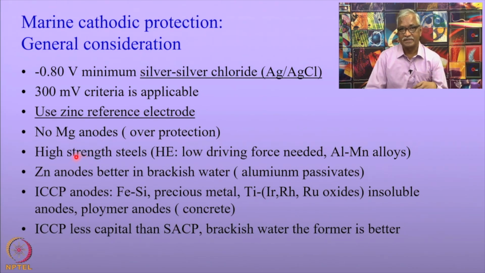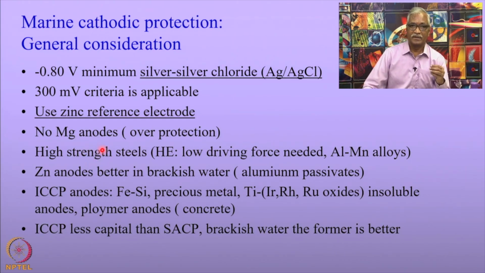What is important is that wherever you use high strength steels in marine applications, since they are prone to hydrogen embrittlement, low driving force sacrificial anodes are required to be used. One such anode is the aluminum manganese anode. Zinc anodes are better in brackish water as the aluminum passivates. For aluminum to act as a sacrificial anode, chlorides must be present. When the chlorides are low, the aluminum anodes passivate.